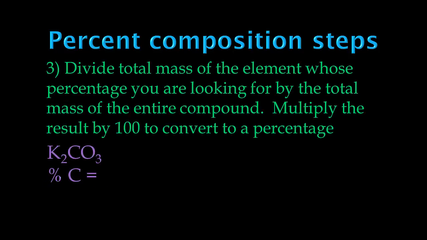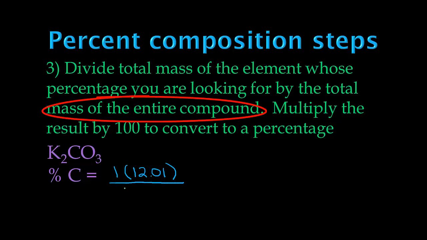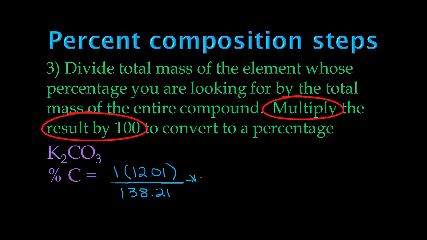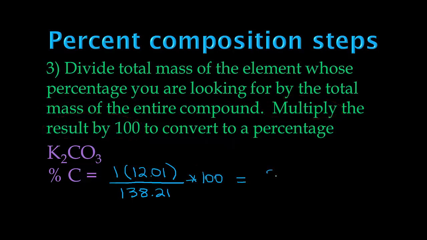Now let's find out what the percentage of carbon is in potassium carbonate. Well, we have one carbon, so we're going to say 1 times the molecular mass, or the atomic mass, the molar mass of carbon, which is 12.01, divided by the total mass of the entire compound, which is 138.21. Then we multiply that by 100, and that is 8.69% carbon in potassium carbonate.